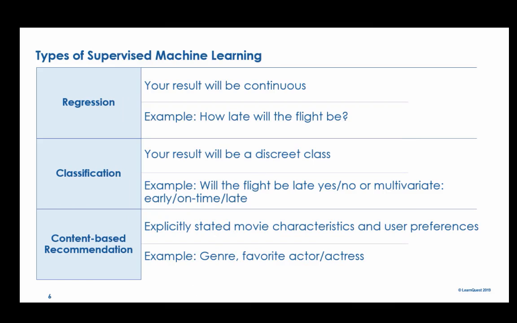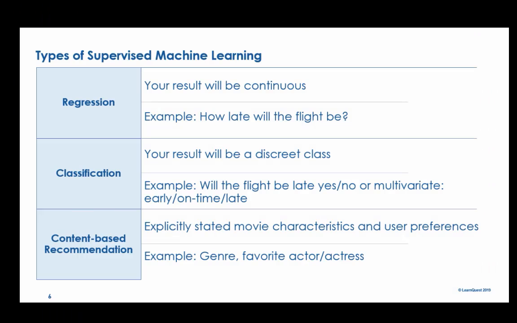Types of supervised machine learning that we have include regression, where your result is going to be continuous. And a good example of that is how late will the flight be. Classification, on the other hand, is a discrete class. Will your flight be late, yes or no? Or in a multivariate example, will your flight be early, will your flight be on time, or will your flight be late?